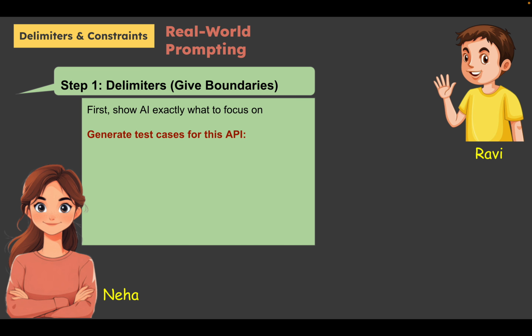So we say generate test cases for this API, and then we use delimiters, which are triple quotes in this case. There are other delimiters that you can also use, and then we give our exact data of the API. Now this may look simple, but this makes it very useful and powerful. It will help AI to understand that this is the exact data and what it has to do is given separately and will give a much better output.